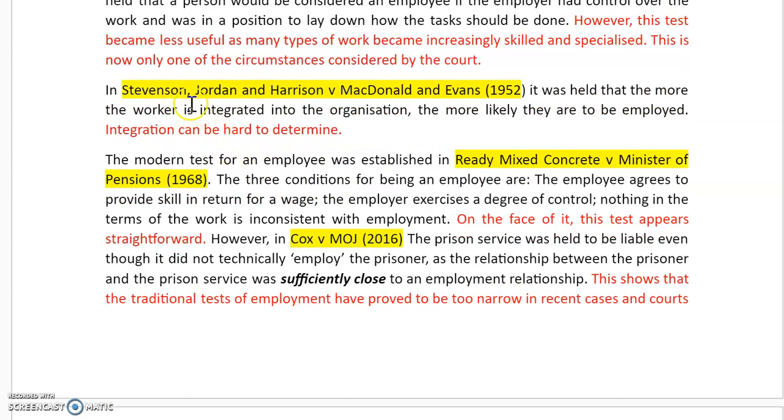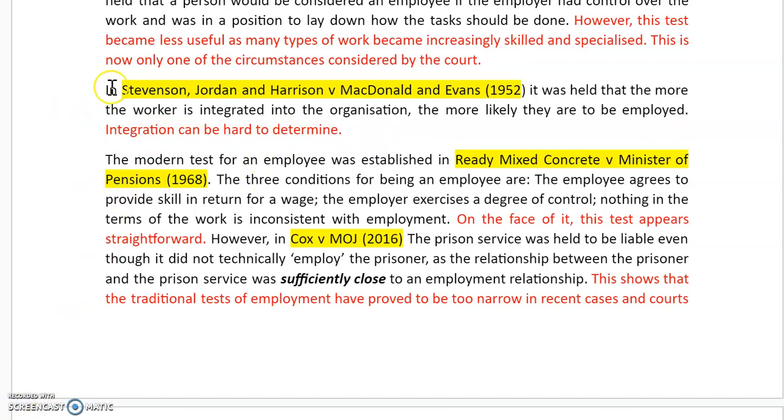And in the case of Stevenson, Jordan and Harrison, it was held that the more the worker is integrated into the organisation, so they were looking at factors, things like, do they have a uniform? Do they have a staff room that they can use? The more they're integrated, the more likely they are to be employed. But you can tell from what I've just said that that's potentially quite subjective. Integration can be hard to determine then.